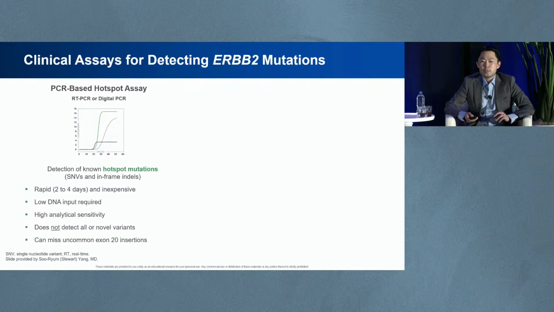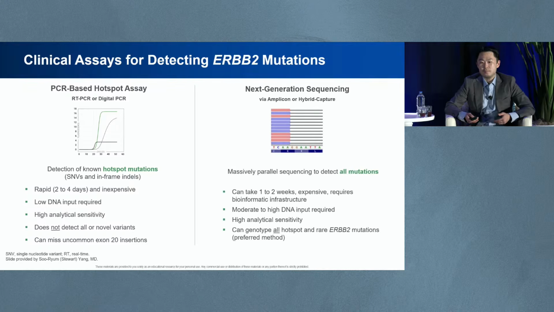And so starting with the HER2 mutations, there are 2 different approaches that we can take. First, we can use a PCR-based hotspot assay. These are really for detection of the known, most common mutations, like the exon 20 insertions, the most common variants. So this is fairly rapid, there are less DNA requirements, and it's very sensitive. But the big limitation here is that it does not detect all or novel variants. And so you can potentially miss some of the actionable exon 20 insertions using PCR.